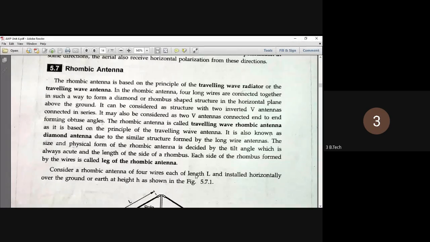The next one is the rhombic antenna. It will be unidirectional, sir, because it is connected with a ZL load resistance. One end is fed and the other end is connected with the ZL load.